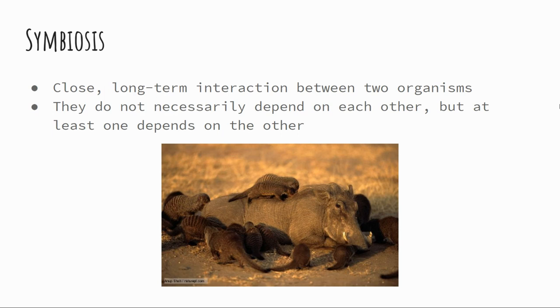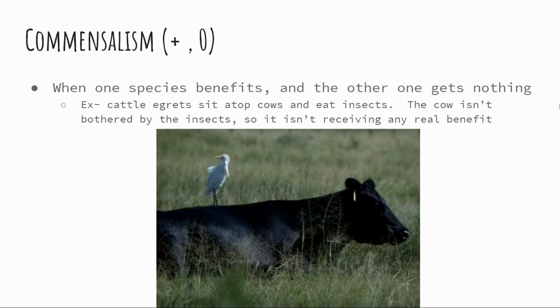So there's different types of symbiotic relationships. The first one's going to be commensalism, and this is when one species benefits and the other one gets nothing. So an example is the cattle egret that sits on top of cows, and it eats the insects that are drawn to that cow. The cow isn't bothered by the insects, so it really isn't receiving any real benefit, but it is an easy food source for the egret. Instead of it having to go out and find the food, it is brought to it. So the plus is the positive interaction of the egret, and the zero is a neutral effect on the cow.